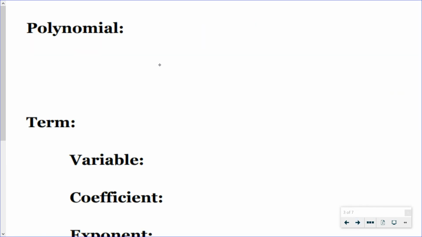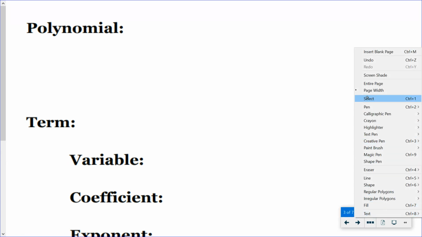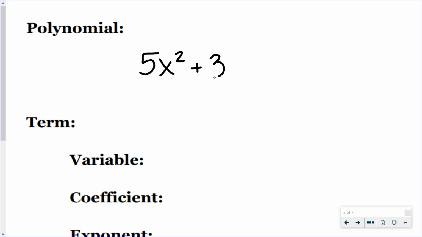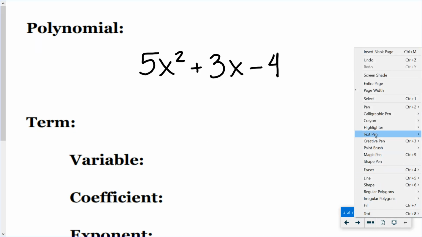Well, what does this mean? We're going to write an example here that we're going to do some labeling, so we want to make sure we give ourselves enough room to label these different parts. My example of a polynomial here is going to be 5x squared plus 3x minus 4. This is a polynomial because it has many parts to it.